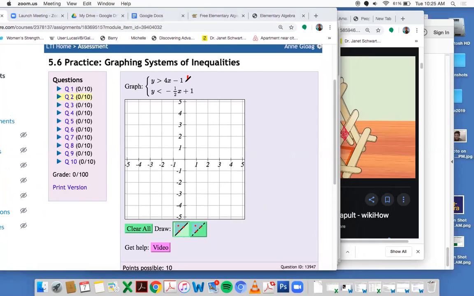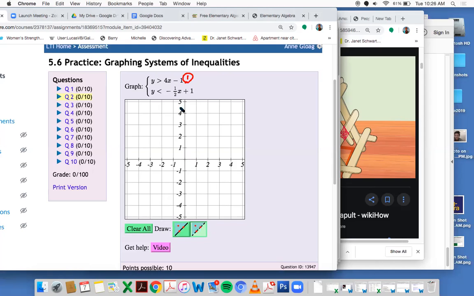So this is number 1. Okay, so this is already solved for y. So y bigger than 4x minus 1, right? And it looks like we need to pick the type of line. So here at the bottom, we need to pick the type of line we need. Because this doesn't have the equal sign, we need the one with the dashed. Make sure you click on the box at the bottom here that has the dashed line.